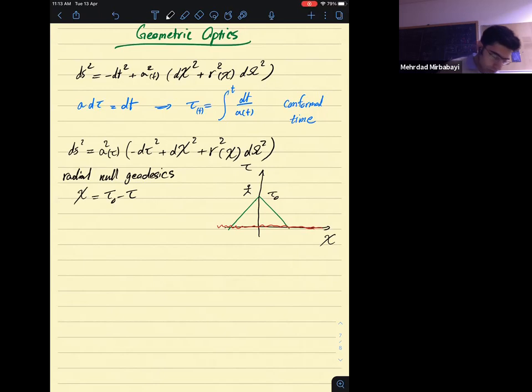All right. So now what do we want to consider? We want to consider the following experiment. There is another friend of ours, say Alice, who lives at some time tau, and Bob lives at tau naught. Alice sends photon signals to Bob with frequency omega A. And we want to see what will be omega B, what is the frequency of photons when they arrive to Bob.